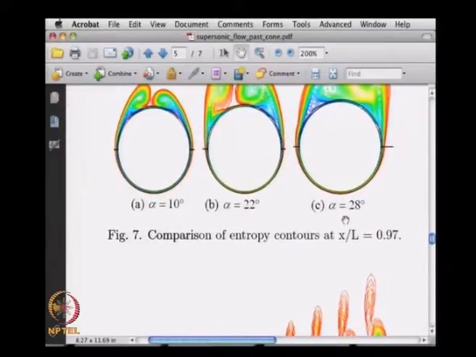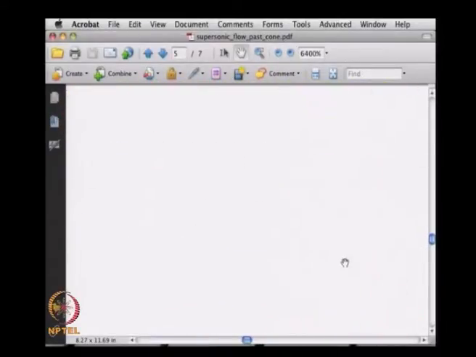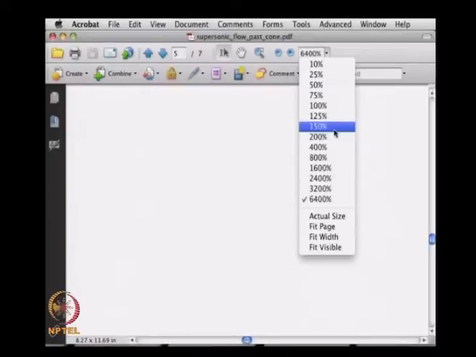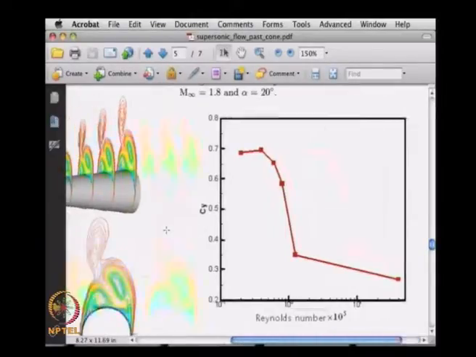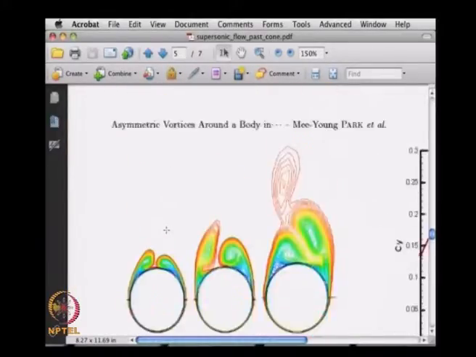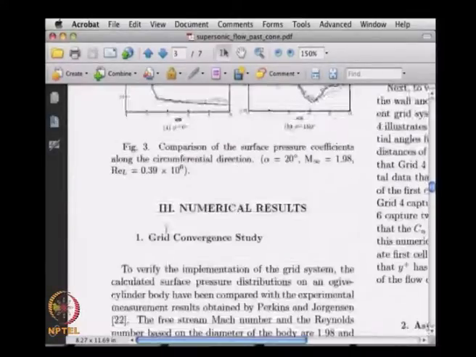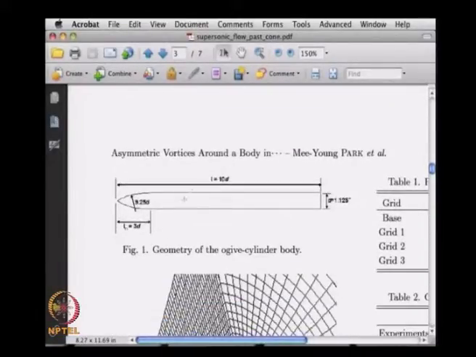Now, when we say x by L is equal to 0.97, what do we mean? Let us go back to this figure here. L is this whole length. So if I take x along this, I am almost at the end of it. It is nearly at the edge that I am looking at.